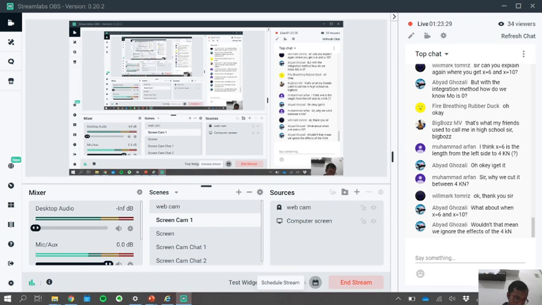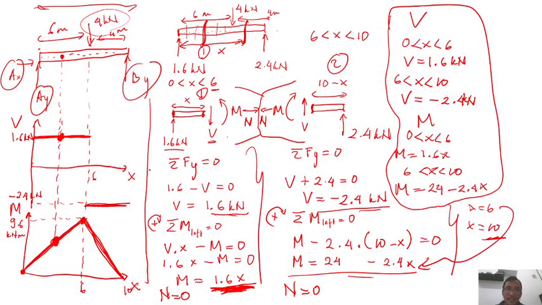Oh, Abiyat, yes. Abiyat only answered it for you. Yep. Then what about when x equal to 6 and x equal to 10? Okay. That's a very good question, Abiyat. When x equal to 6, exactly at x equal to 6, exactly at x equal to 10, it's out of our scope.